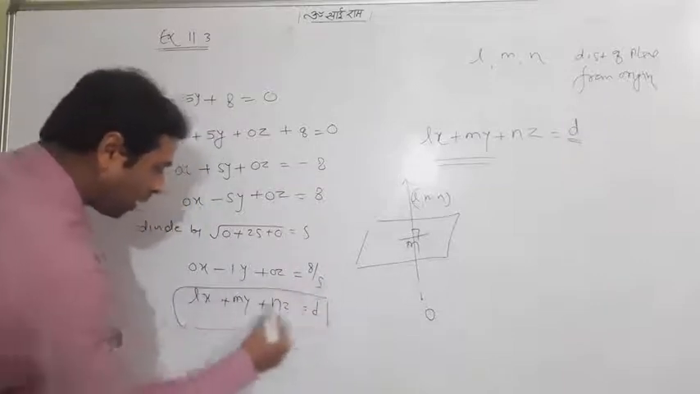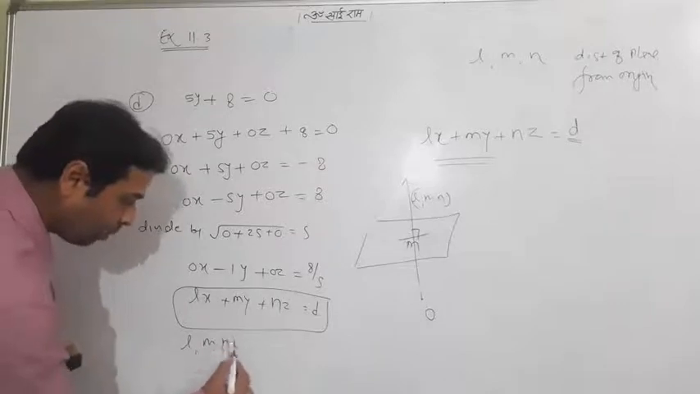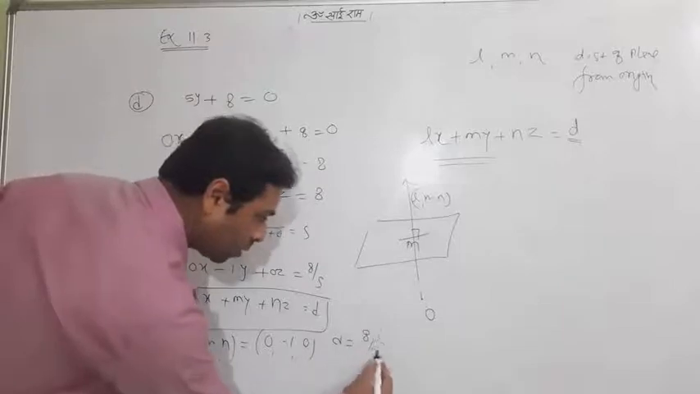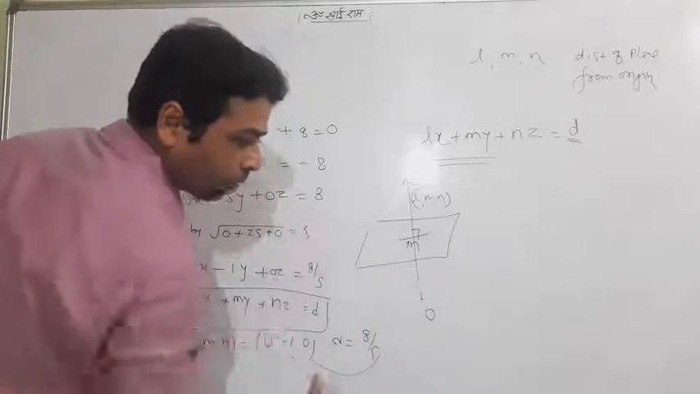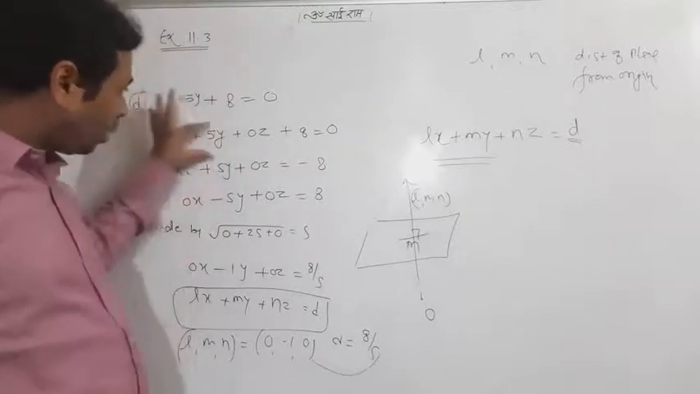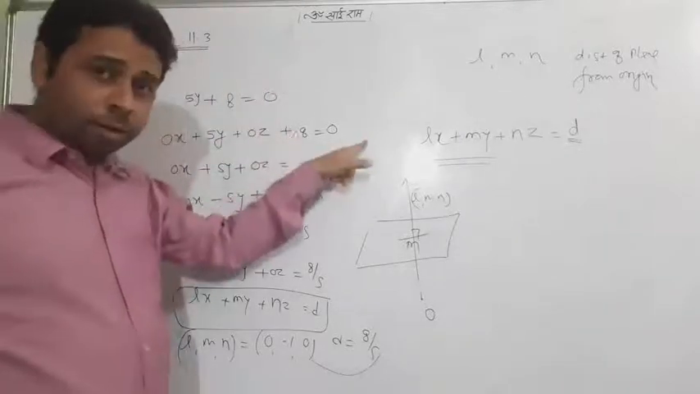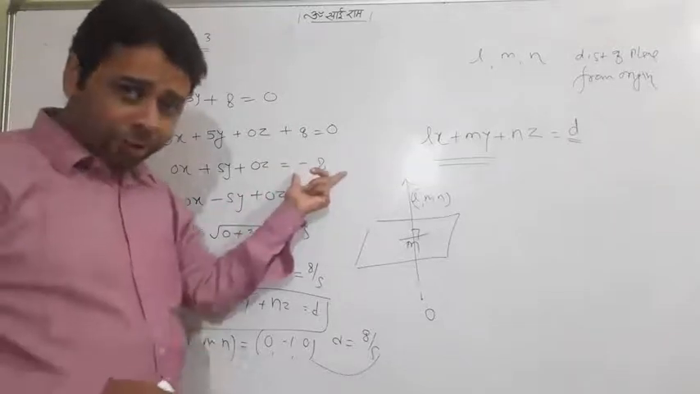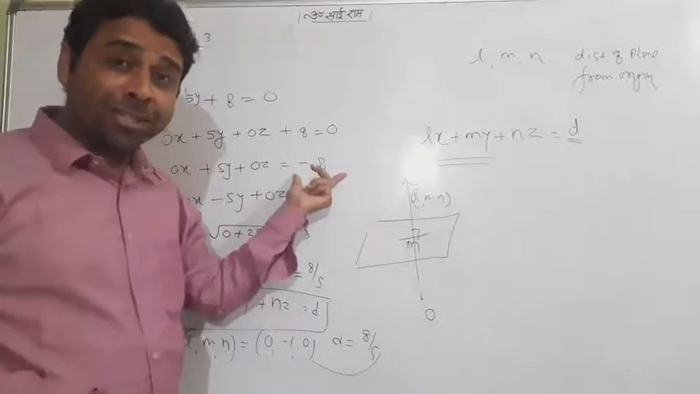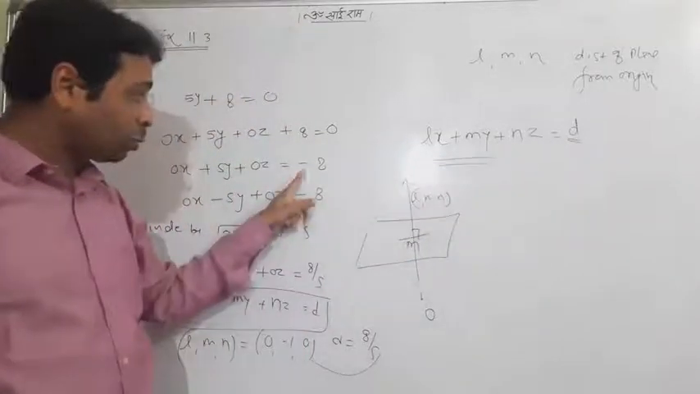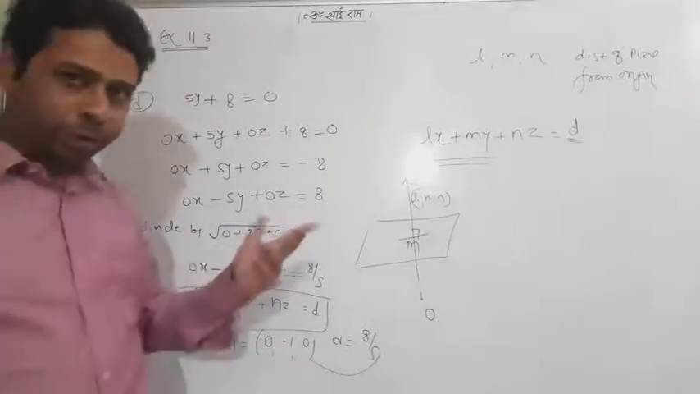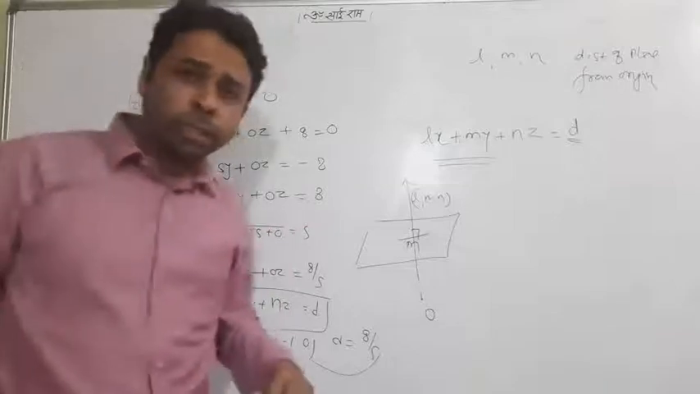Now can you compare with this? l will be 0, m will be 1, n will be 0, and d, the perpendicular distance of the plane from the origin, is 8 by 5. This is your answer. So when the plane is not in a good form, you can convert it in a proper way. Transfer the 8. It is actually a constant value, but after turning this into the normal form, it is going to be your perpendicular distance d. So let it be positive, so I have multiplied by the minus sign all the way through the equation. You know it very well. So this is the question. The rest of the questions we will see in the next lecture. Thank you.